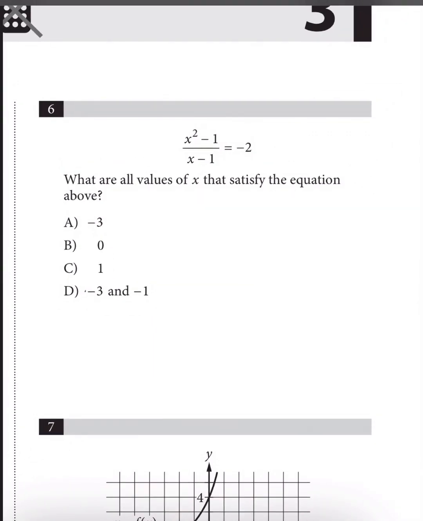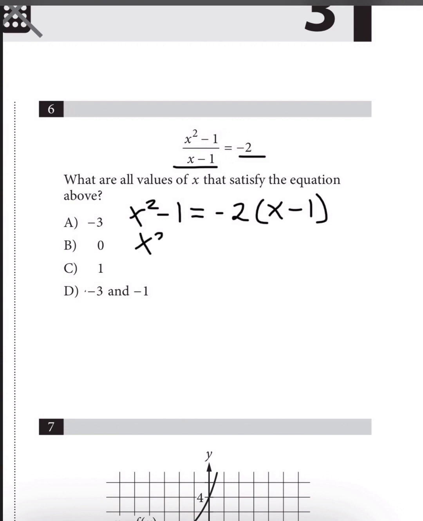What are all values of x that satisfy the equation above? So all we're going to do is multiply x minus 1 by negative 2. So let's do that. So let me first write x squared minus 1 equals minus 2 times x minus 1.